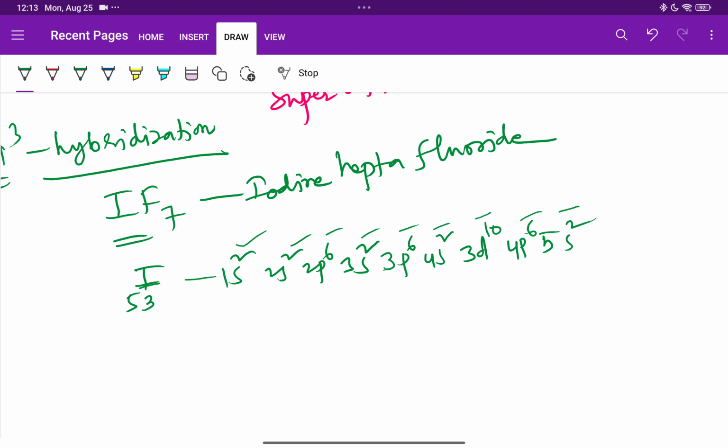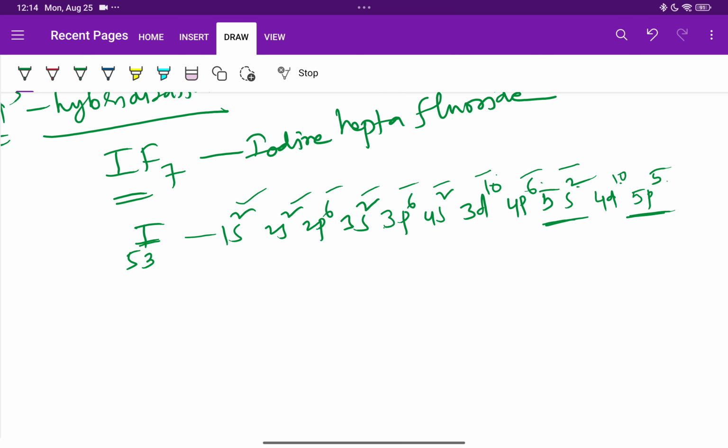36, 38, then 4d10, 5p5. You can count here up to here 30, 36, 38, 48, 53. So the valence shell is this 5s2 5p5, 7 electrons, because it is a halogen, 7th A group element, 7 valence electrons.